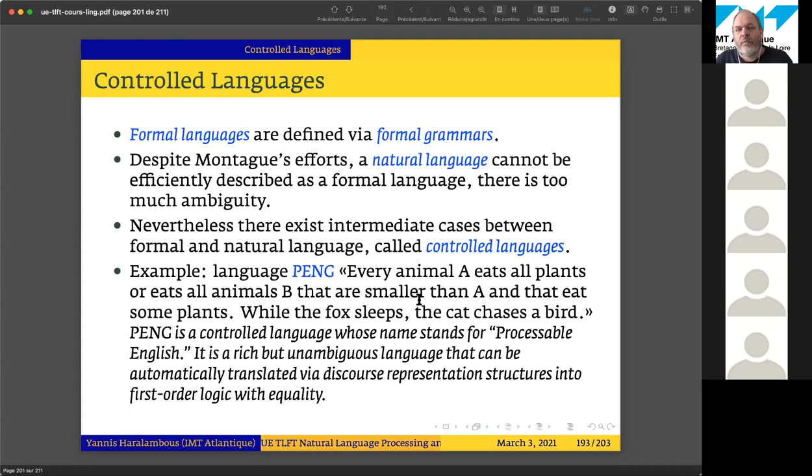And finally, at the end of this thread, I'm mentioning controlled languages, because they are an intermediate between natural and formal languages. And sometimes, for some tasks, you may need controlled languages. And in that case, you have to do two things. First of all, to establish a protocol. So how will the human use the controlled language?